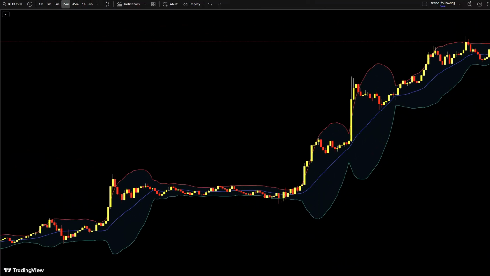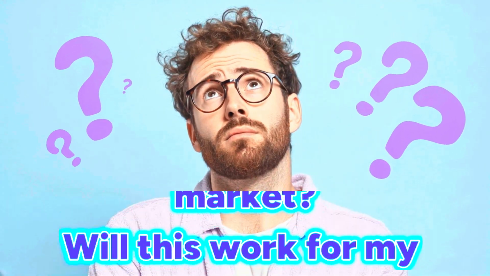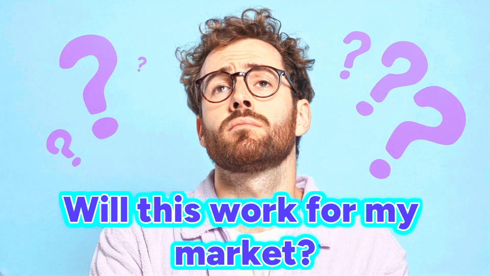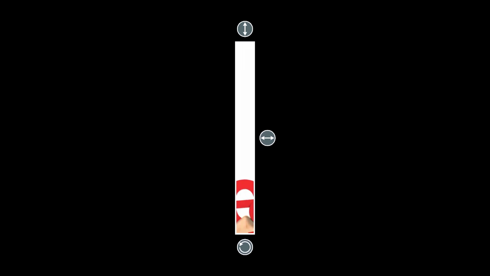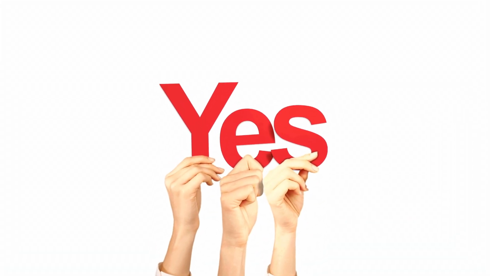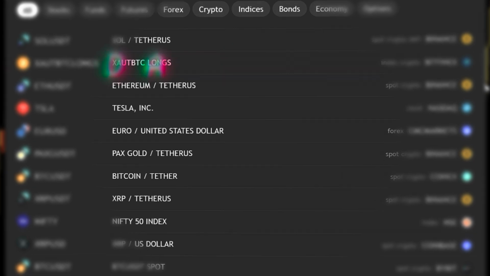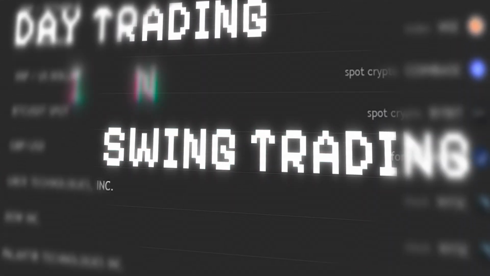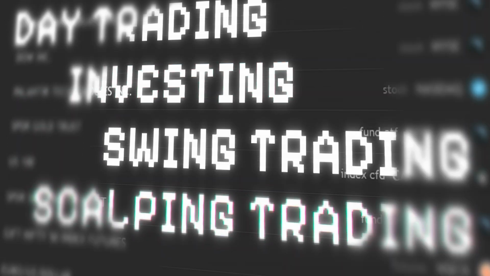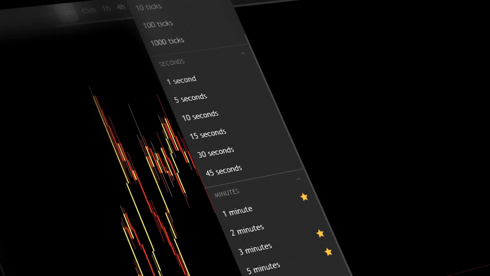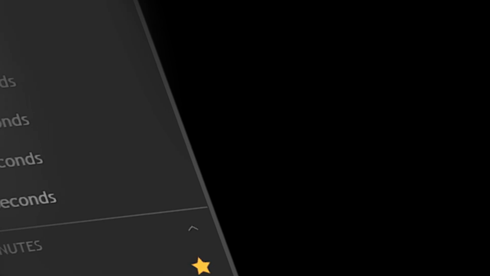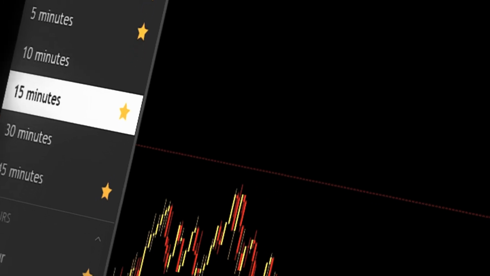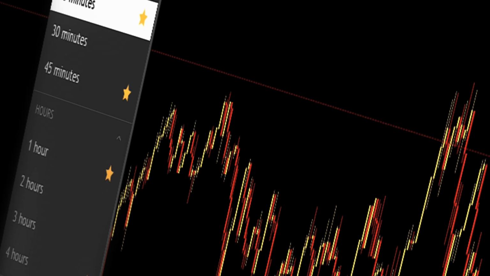Simple, right? You might be wondering, will this work on my market? Most likely yes. Bollinger Bands are incredibly versatile. Whether you're day trading cryptocurrencies, swing trading forex pairs, or investing in stocks, this tool adapts well. Plus, it's flexible across time frames. It performs just as effectively on a quick 1-minute chart as it does on a longer 4-hour chart, so you can tailor it to your trading style.